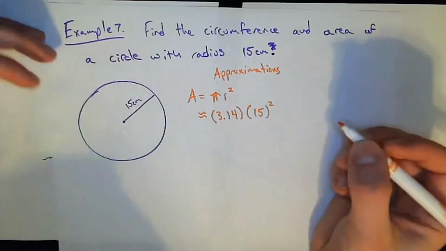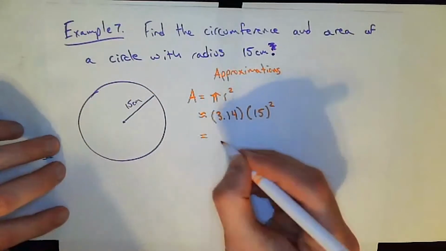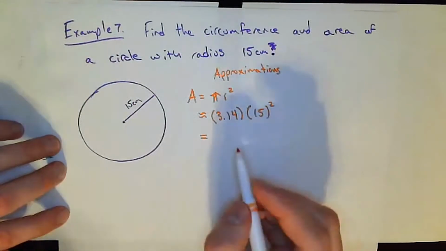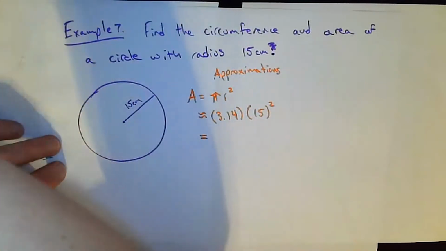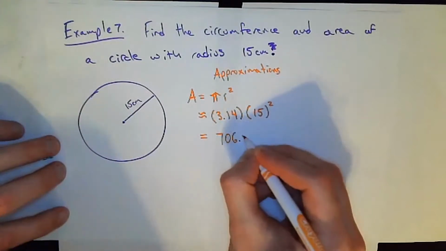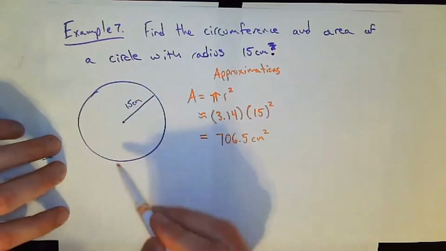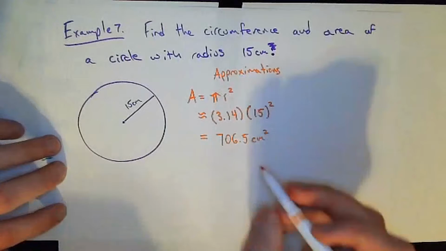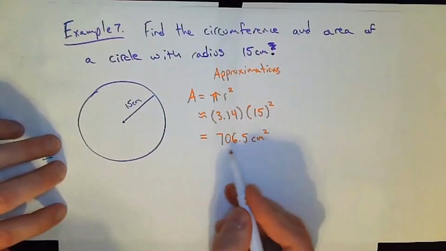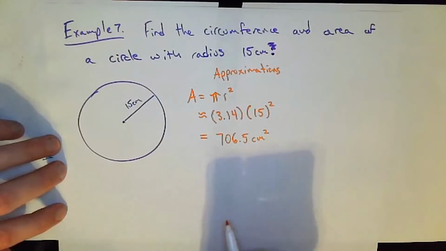So I'll say 15 squared here. That's r squared. So when I calculate this now, 15 times 15 is 225. And then I'll do times 3.14, and I'm getting 706.5 centimeters squared. So the area, a very good approximation but still an approximation, for this circle with radius 15 centimeters is that 706.5 square centimeters.